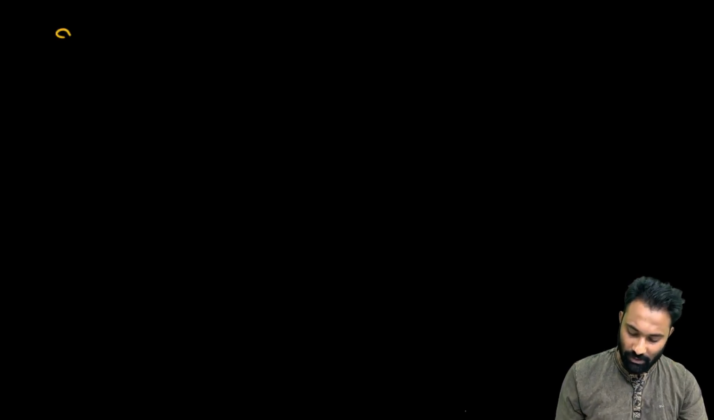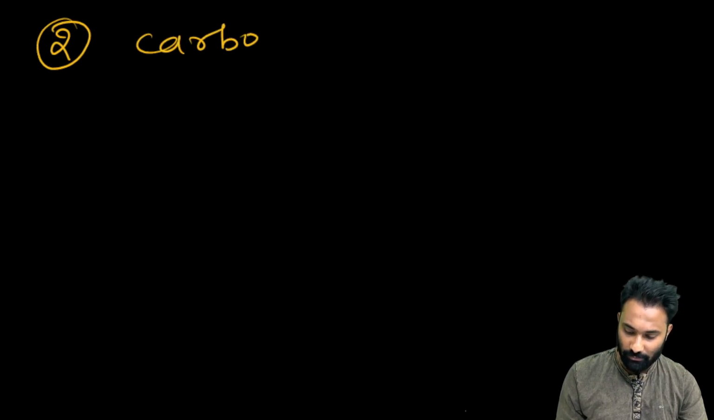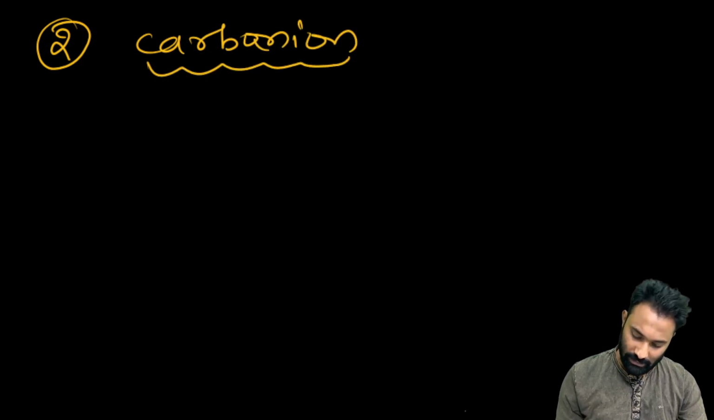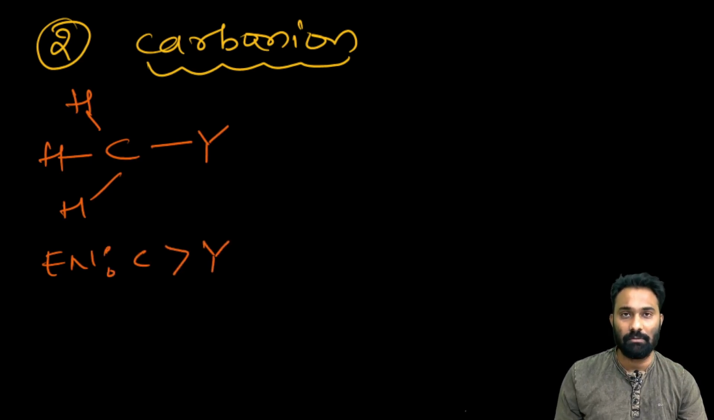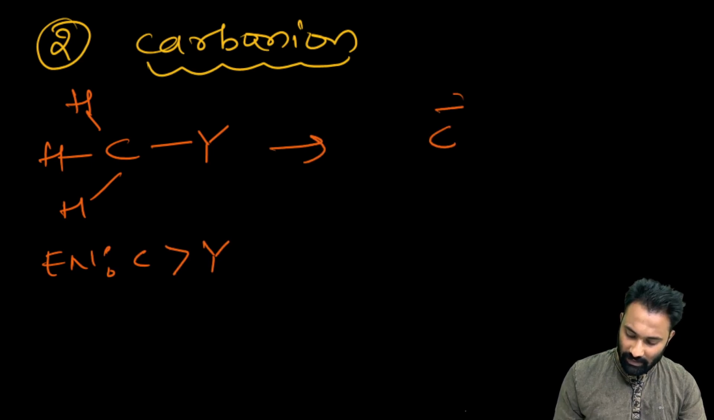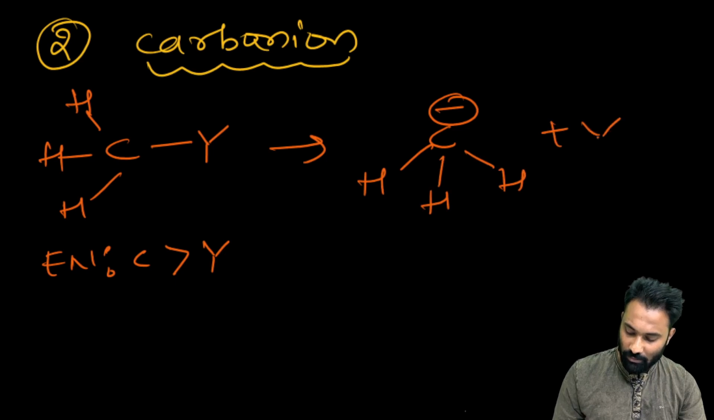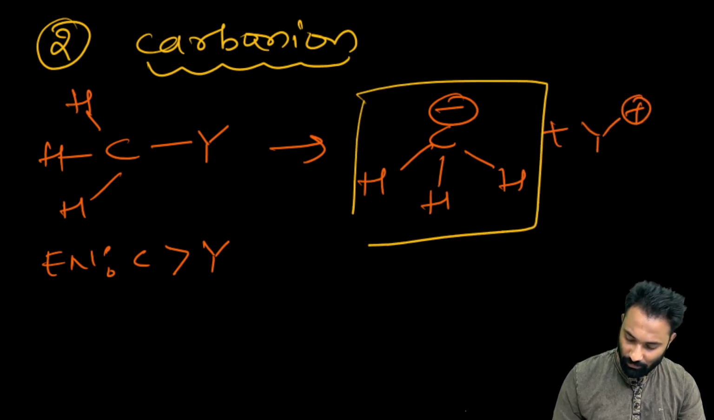Next one, formation of carbanion. Next we are going to see how the carbanion is formed. Now in this carbanion, here this is a carbon, hydrogen, and here I have taken one Y. Clear? Now here the electronegativity of carbon is greater than Y. When the electronegativity of carbon is greater than Y, carbon will take that electron and Y will get the positive charge.